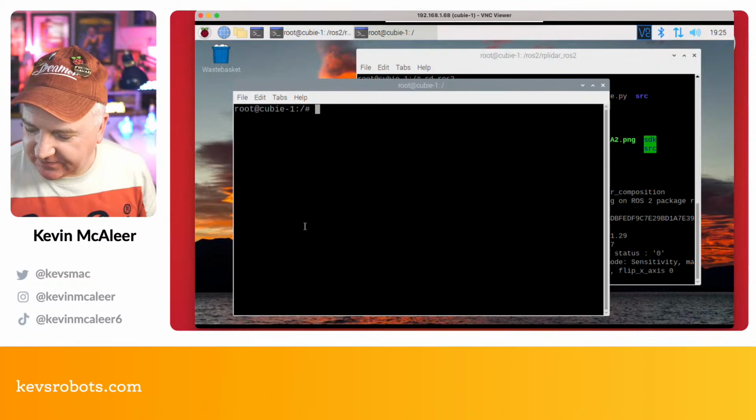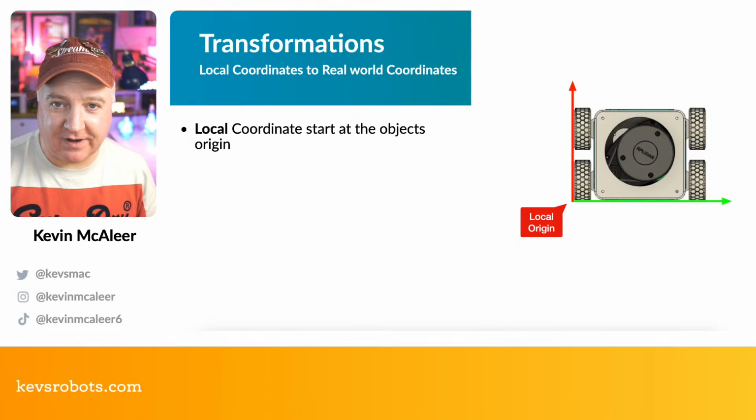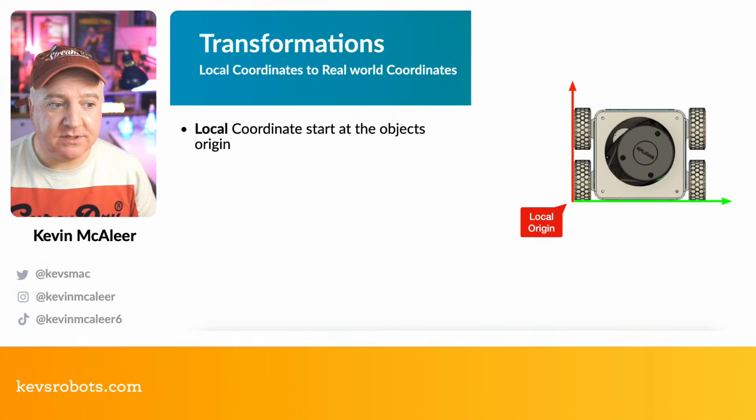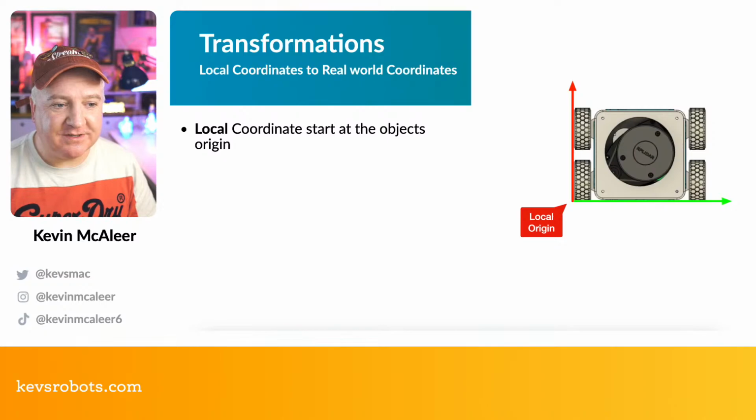So let's go back to here. We've downloaded and compiled the software, we've sourced the environment that's got the software in it, and then we've run the package within it. The next thing we need to know about is transforms. Transforms are something that we need to do in any kind of 3D environment, whether it's a computer game or visualizing robots. Transformations translate local coordinates to real world coordinates.